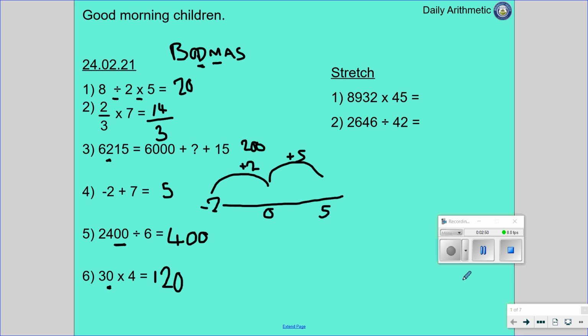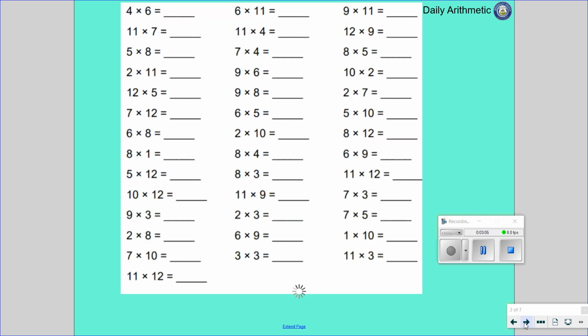Stretch questions. Question 1, we were looking for the answer 401,940. And question 2, we were looking for the answer 63. Okay, daily times table practice. Give yourself 1 minute. Pause the video now and have a go.